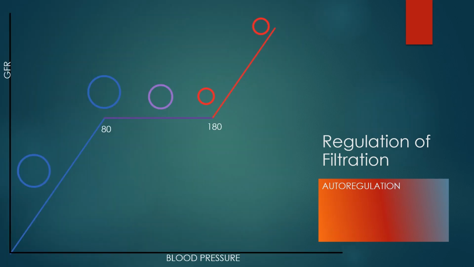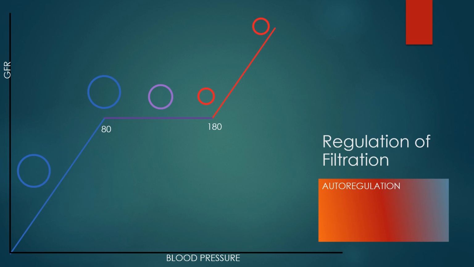Given how important this filtration is, it's very important that we regulate it. We don't want too much filtration, but we don't want too little. In this graph, you can see the blood pressure over here, and over here the GFR. On this part of the curve, as we increase the blood pressure, our GFR is going up. When your blood pressure is below 80, we're trying as hard as we desperately can to bump up that GFR. Why? We don't have enough filtration.